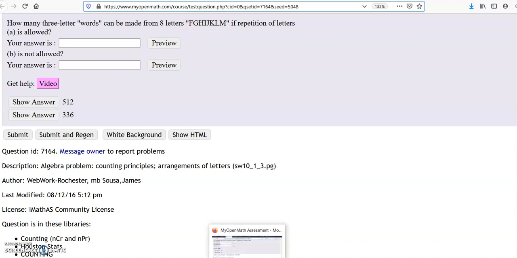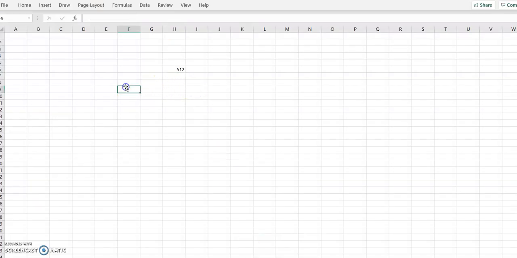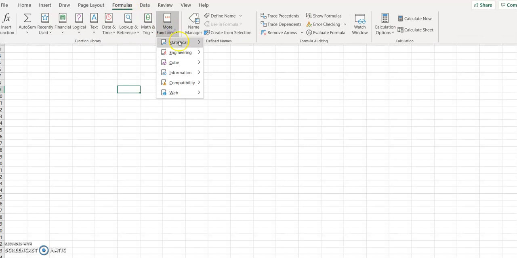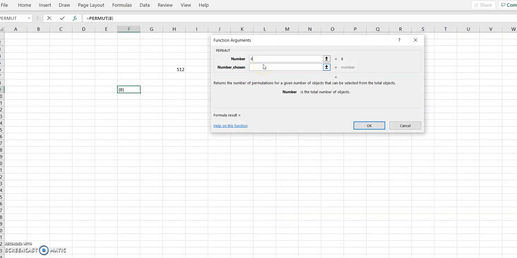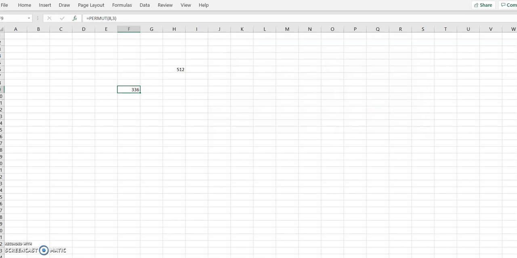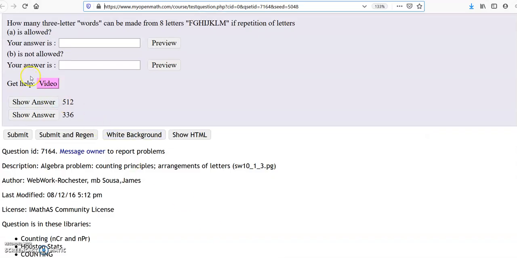And then, so let's see, we would go to Excel, pick another spot here, formulas, more functions, statistical. And this one we want to use permute, okay? Just permute, not permutation A, but permute. And again, 8 goes here, and 3 goes here. And there's your answer, 336. So if you are not allowed to use letters over again, then that reduces the amount of possibilities you could have for answers. So there's 336 of them, okay?